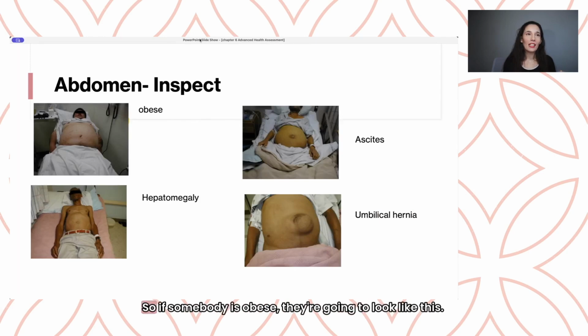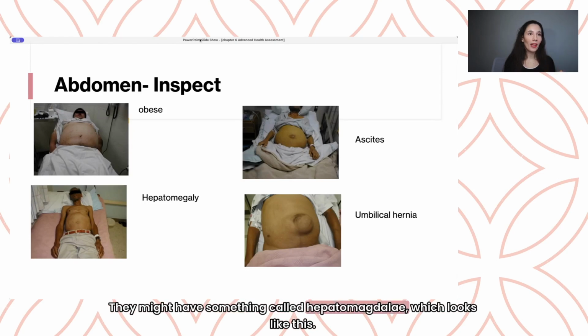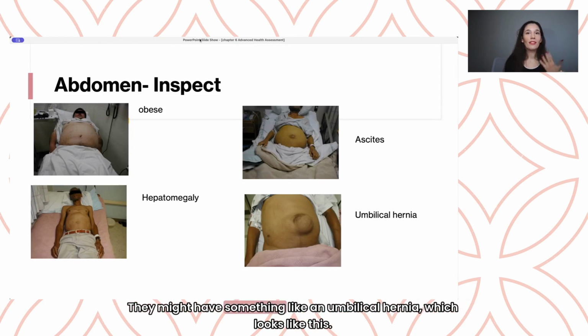These are things we may see. So if somebody is obese, they're going to look like this. They might have something called ascites, which would look like this. They might have something called hepatomegaly, which looks like this. They might have something like an umbilical hernia, which looks like this.